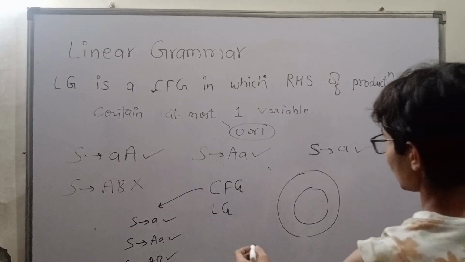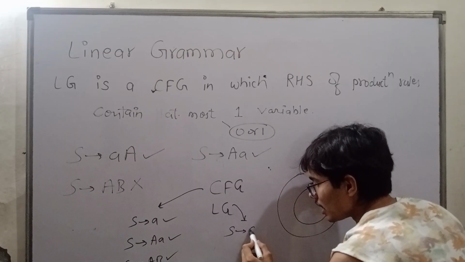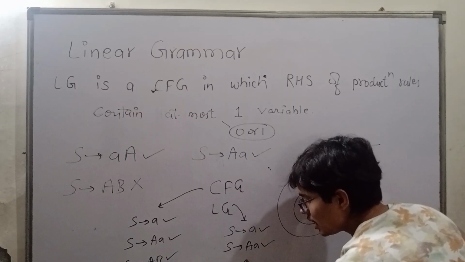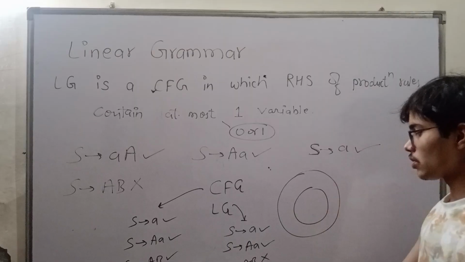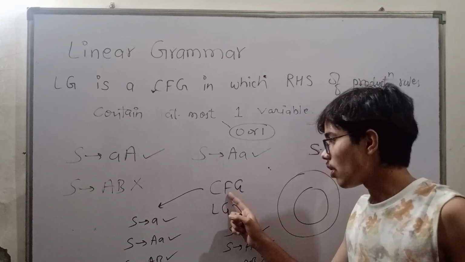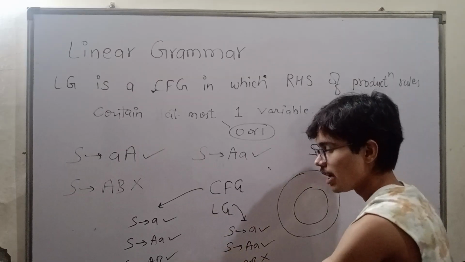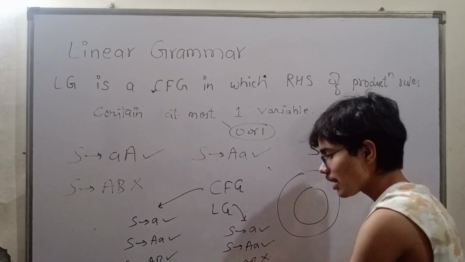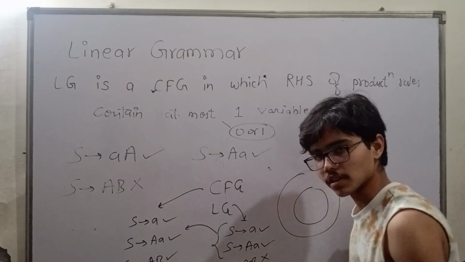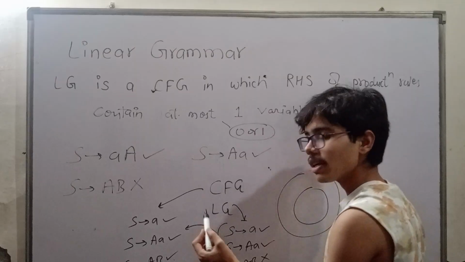Yes. So what happens in linear grammar? In linear grammar, S→A is also okay. S→AA is okay, but S→AB is not okay, so this is not present here. That means context-free grammar can also cover linear grammar. Additionally, the things which linear grammar can do are also done by context-free grammar. But the things which are not done by linear grammar are also done by context-free grammar.